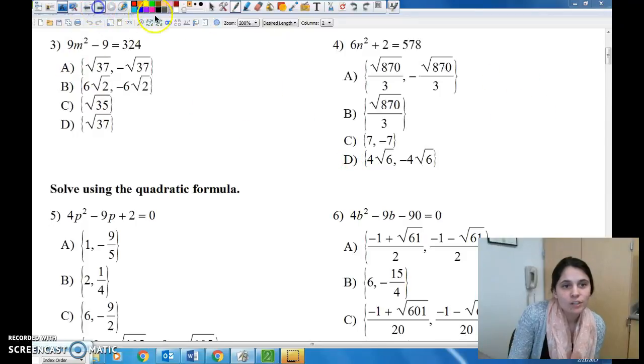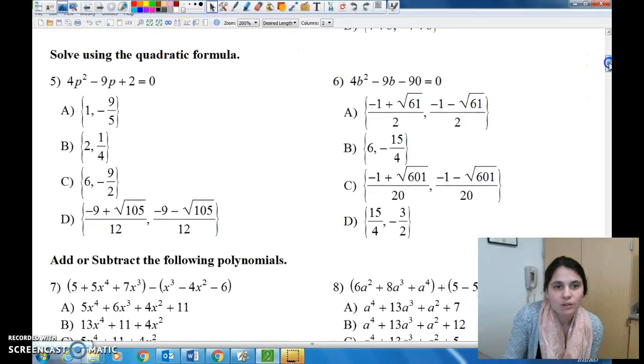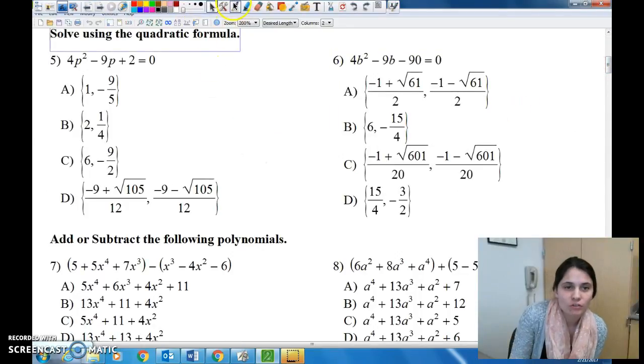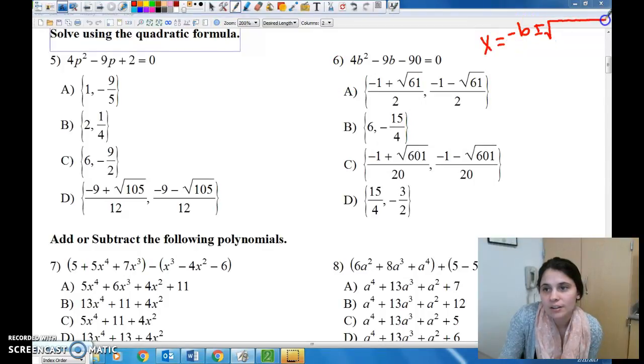Numbers 5 and 6 are using the quadratic formula, and I will give this to you if you ask for it on the test. I just don't have it written in your review. So the quadratic formula is x equals negative b plus or minus the square root of b squared minus 4ac, and that's all over 2a.